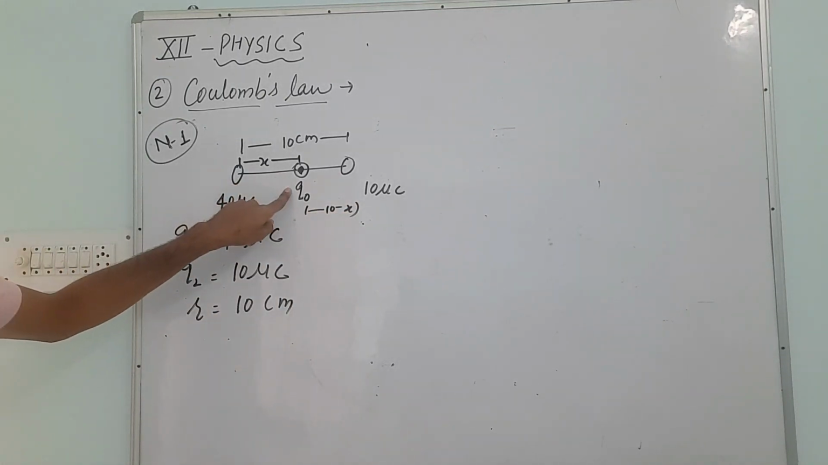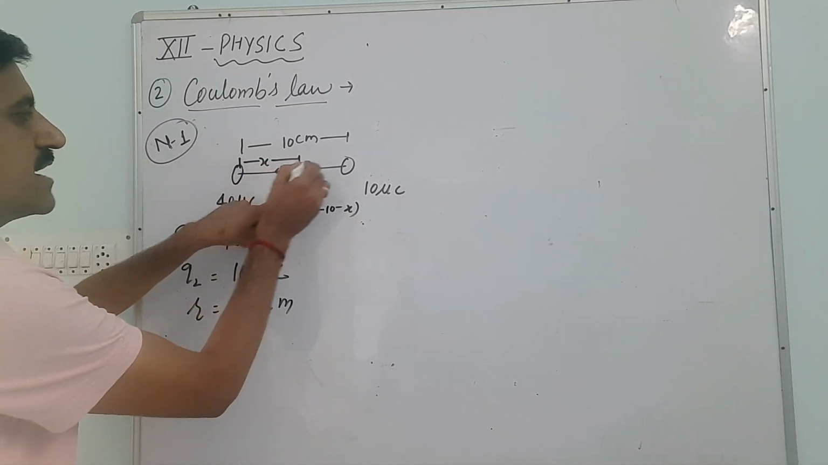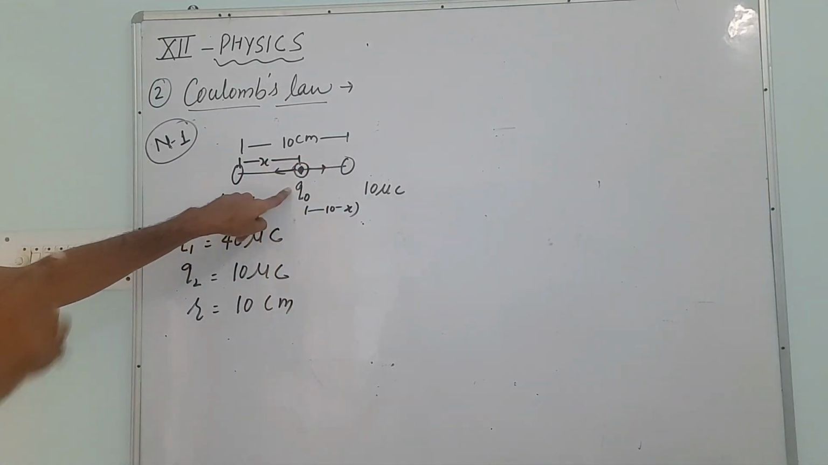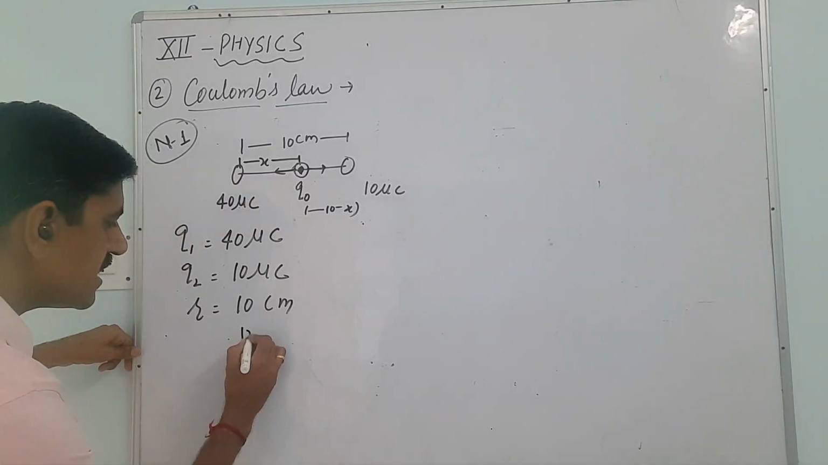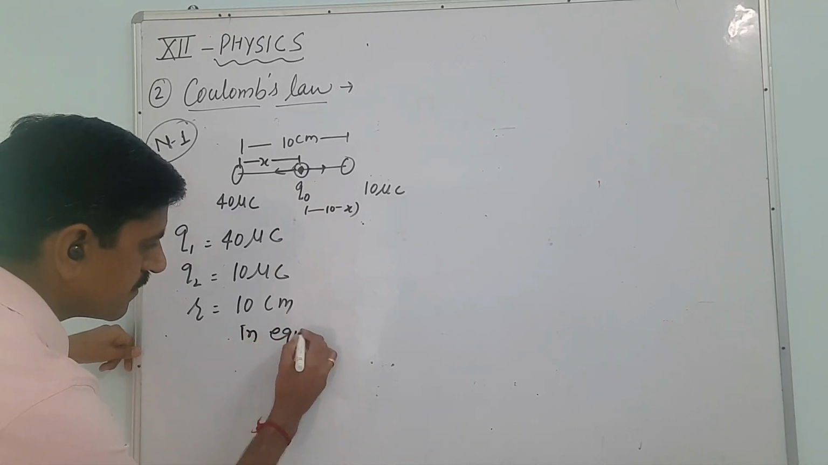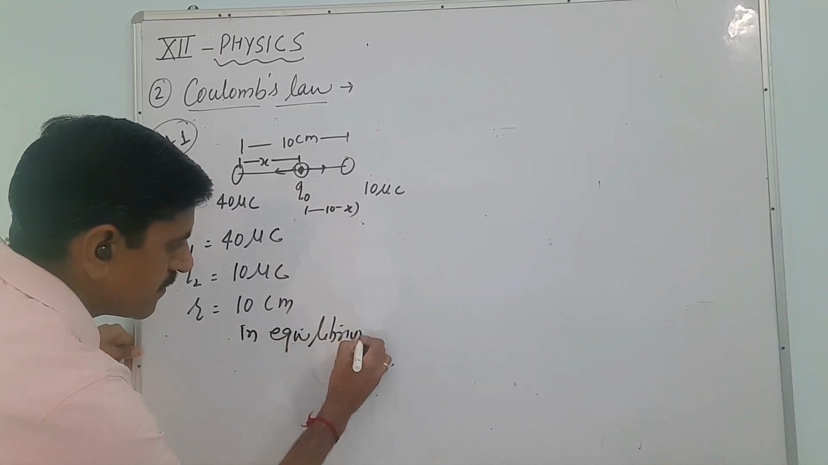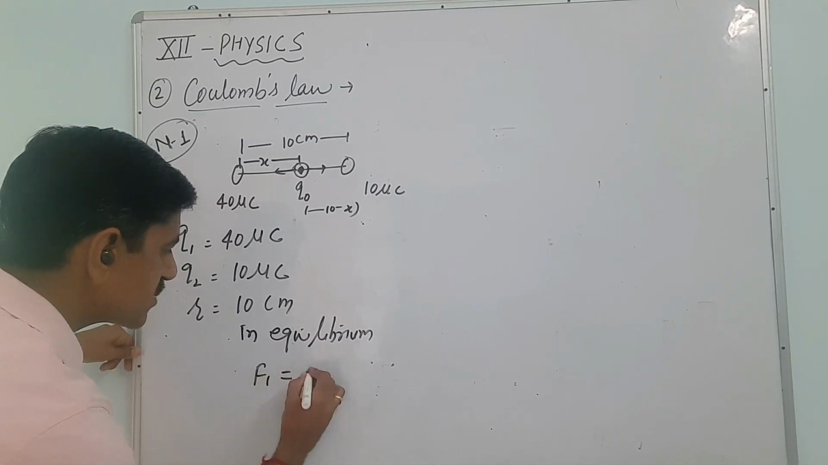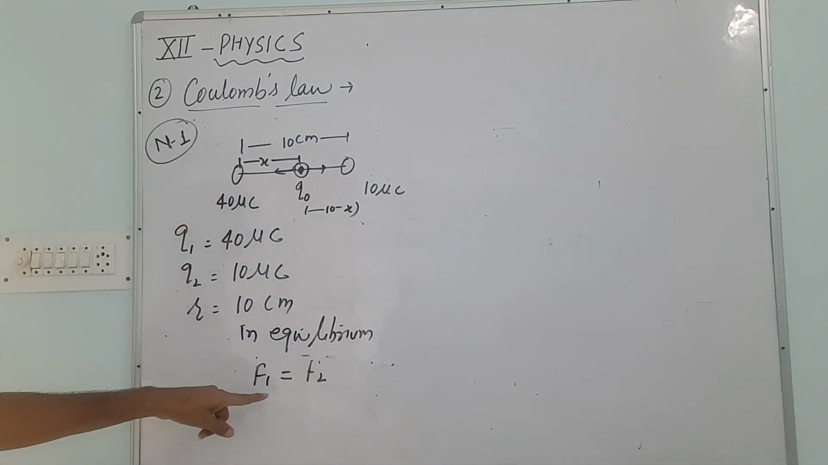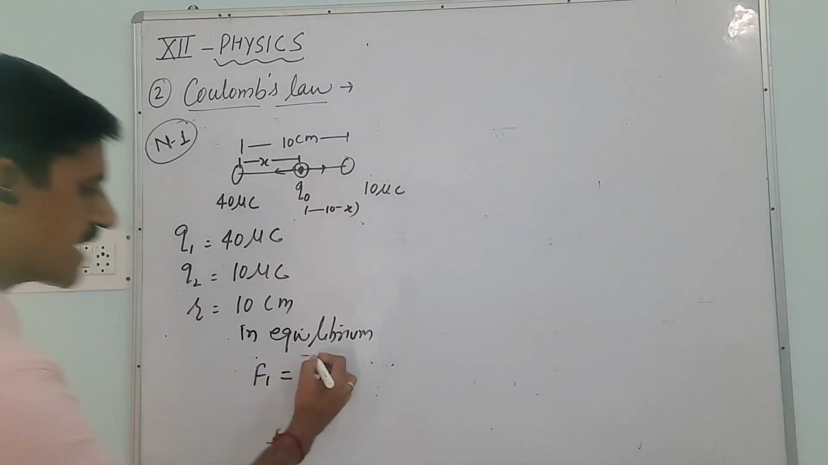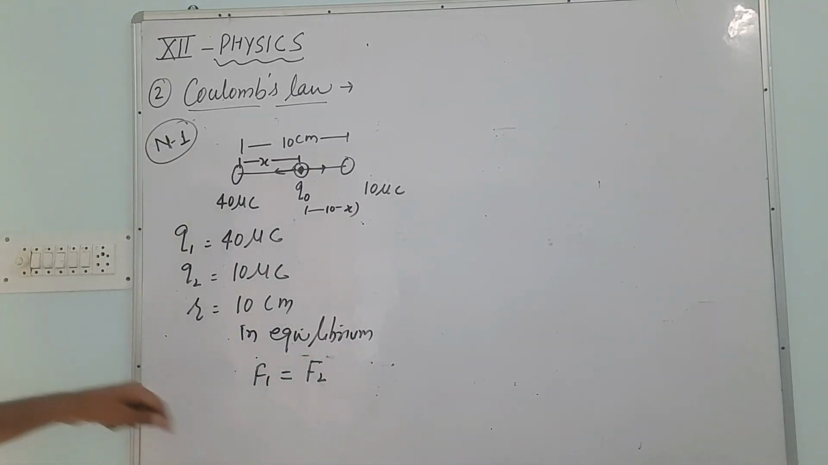If this is Q0, both would be either attracting or repelling. If it is a negative charge, both would be attracting. If it is a positive charge, both would be repelling it. So in that case, in equilibrium, F1 must be equal to F2. You can write this in vector form also, but let me use the magnitude. F1 must be equal to F2.